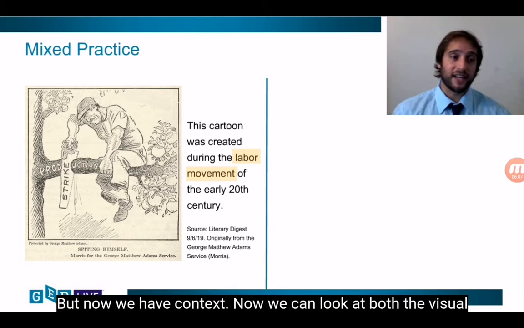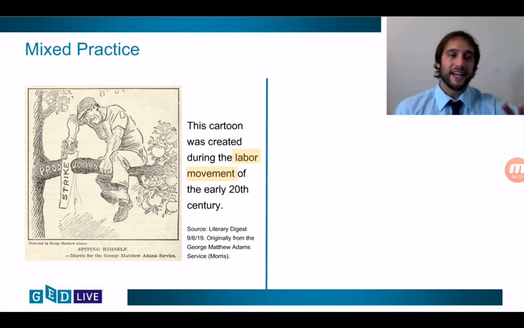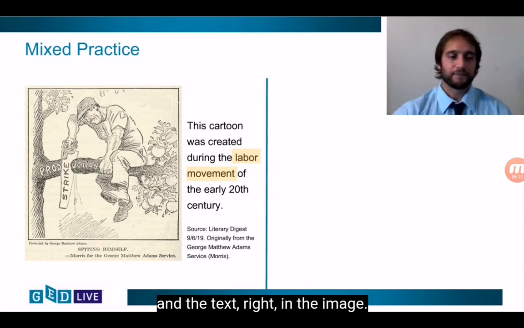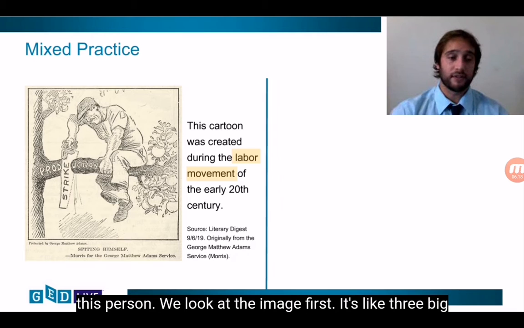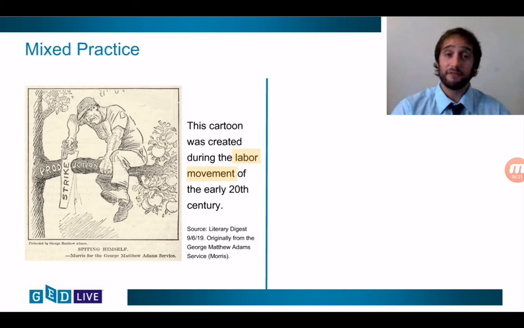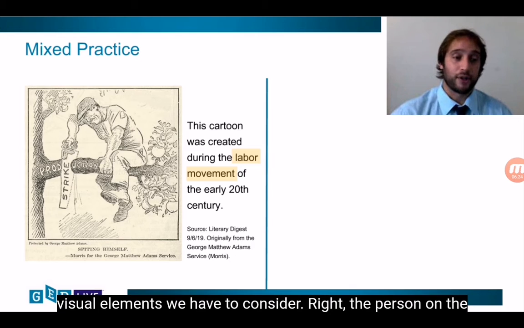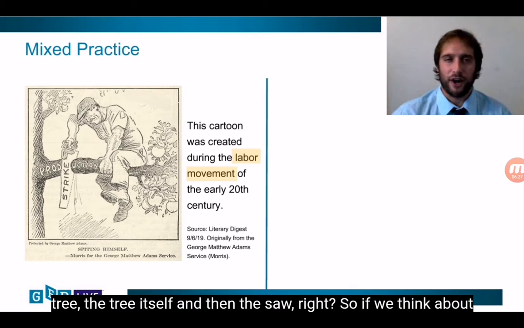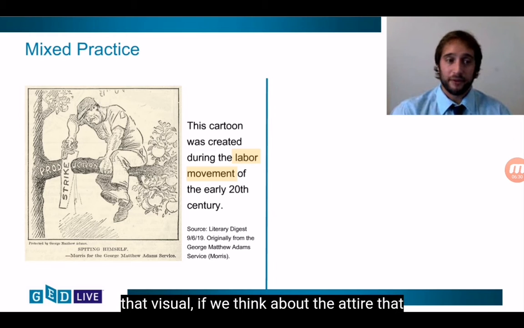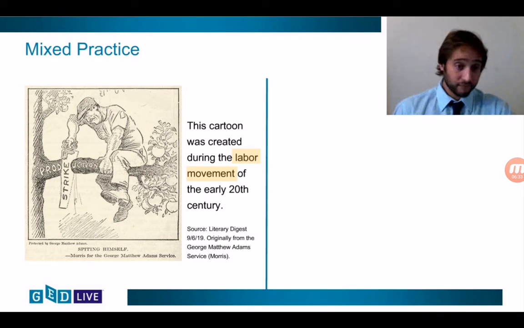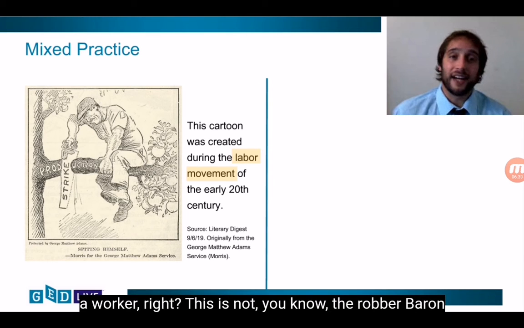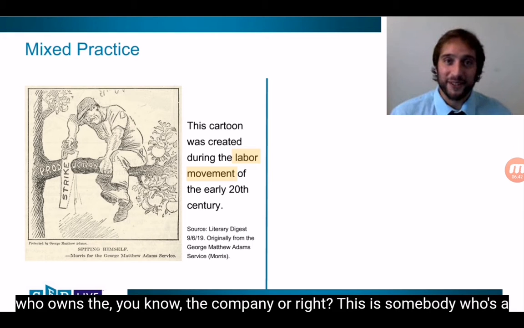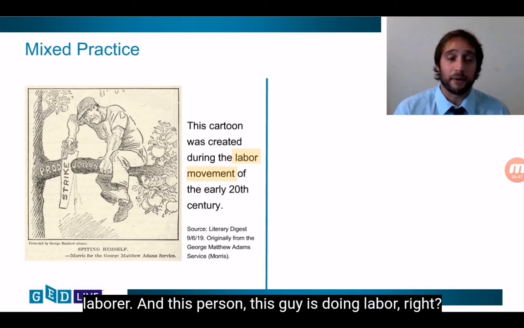All right, but now we have context, and now we can look at both the visual and the text right in the image. So if we look over here, we see clearly this person. If we look at the image first, we have three big visual elements we have to consider: the person, the tree itself, and then the saw. If we think about the attire that this person is wearing, this person's a laborer. This person's a worker. This is not the robber baron who owns the company or whatever. This is somebody who's doing labor.